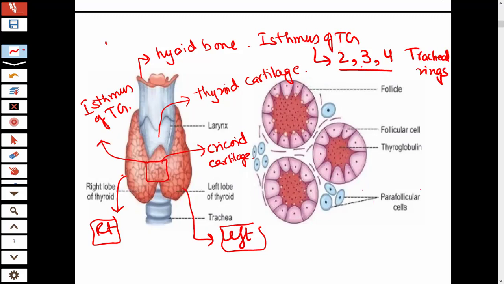Why is this isthmus important? Because when you are going to perform tracheostomy in the patient, you have to cut down this isthmus of the thyroid gland. And then you can perform tracheostomy between the second and third tracheal rings or the third and fourth tracheal rings. So, this is the isthmus of the thyroid gland.